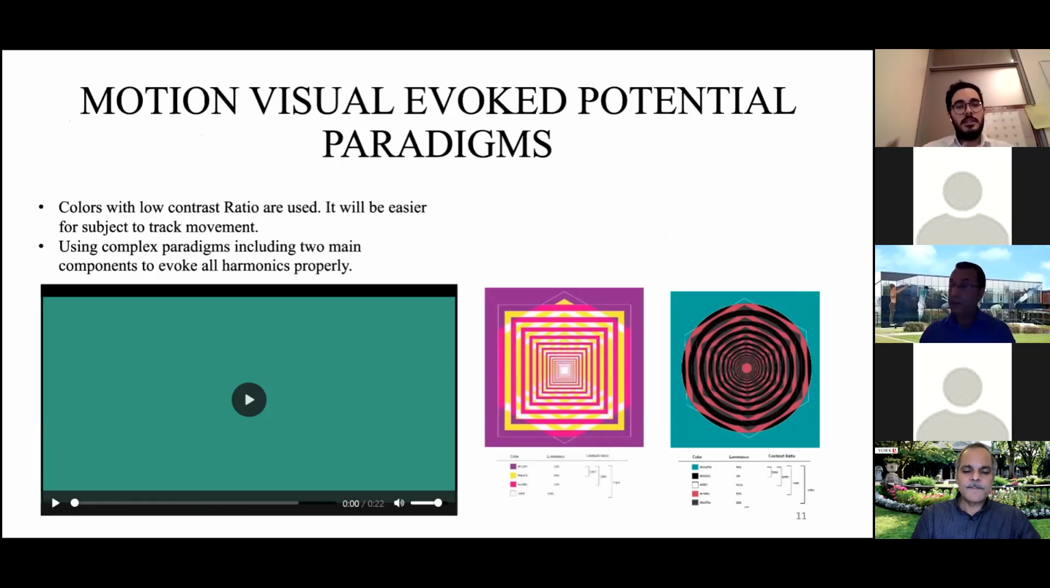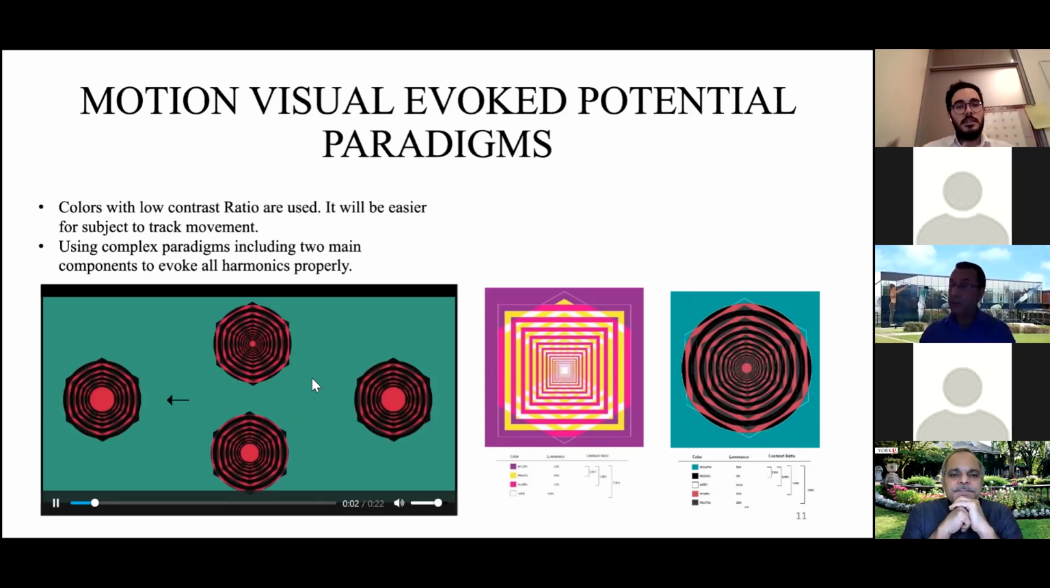To address the main limitation of SSMVP, in the first chapter of our work, we designed 2 novel paradigms with collaboration of our department at Concordia, and we used the experimental pipeline described in previous slides to select and update a high volume of design paradigms. Finally, the 2 best designs are selected for comprehensive comparison with SSVPs. In our novel paradigms, we used colors with low contrast ratio, so it will be easier for the subject to track the target and also focus on the movement for a long time.